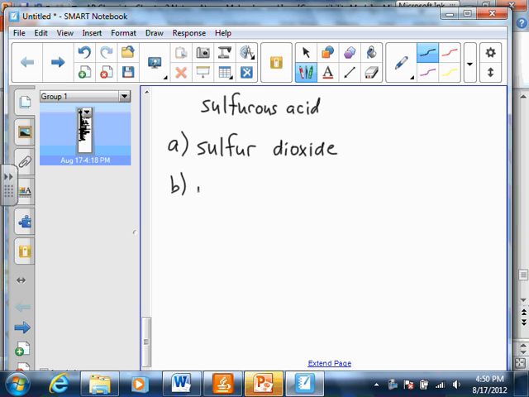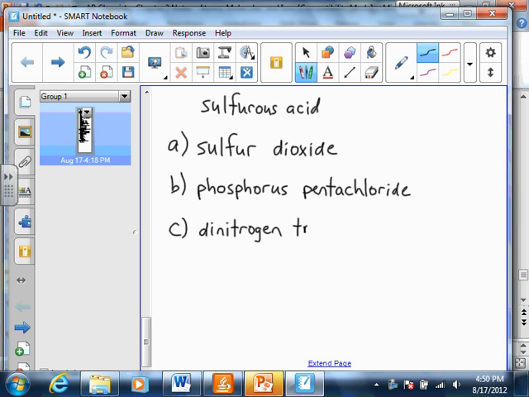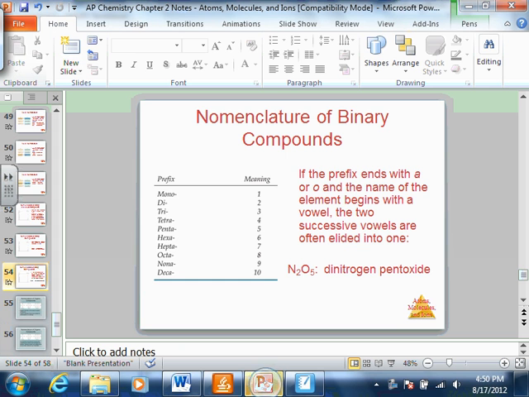Letter B here is phosphorus pentachloride. And the letter C here is going to be dinitrogen, because there's two of the nitrogens. Trioxide. Okay. Trioxide doesn't really sound that awkward, so we can keep those two vowels together. If you took off the I, it would be troxide, and that would be weird. So you're just going to have to make a judgment call there on dropping the vowel.